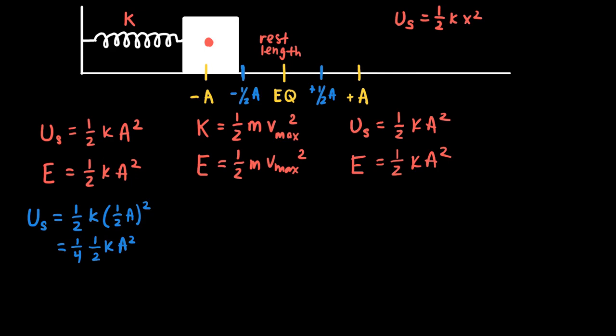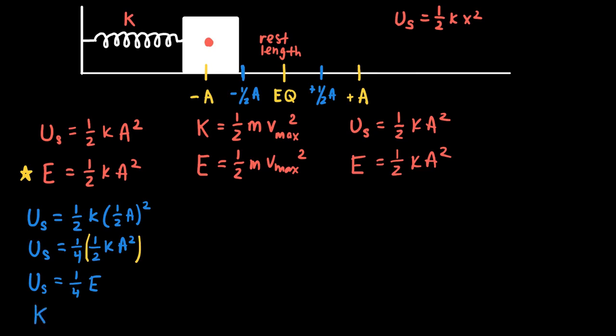I'm writing it in this way because everything inside the parentheses here, the 1/2 Ka squared, is exactly what I wrote for the total energy at the maximum amplitude. And so if 1/2 Ka squared represents the total energy of the system, then the way I can express the elastic potential energy is: the elastic potential energy at 1/2 A is equal to 1/4 of the total energy. So the elastic potential energy at 1/2 the amplitude is equal to 1/4 of the energy.